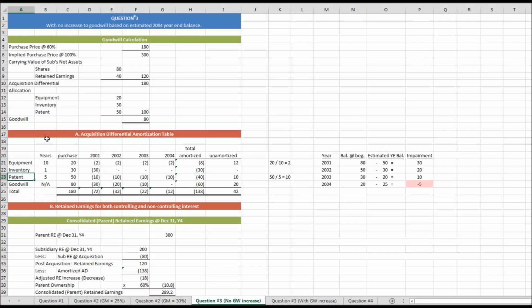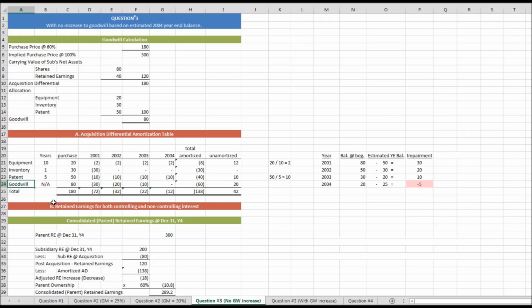Very similar to what we did with the equipment. Simply take the fair value excess of 50, found right over here, and divide that by its useful life, giving us a $10 amortization for the patent annually. Over the 4 years, from 2001 to 2004, it has total amortization of 40. Subtracting that from its original fair value excess gives you an unamortized amount of $10.